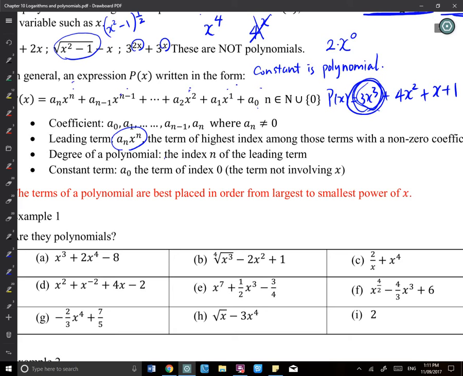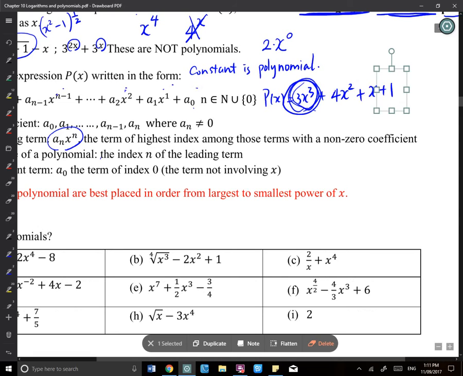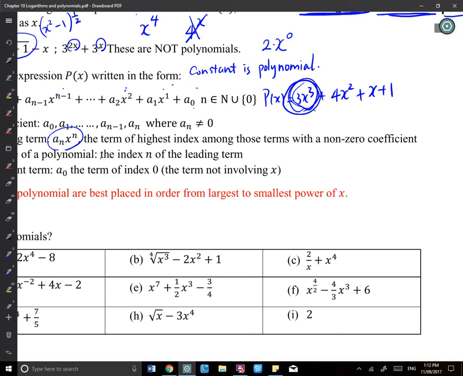Yes? Sorry? Like highest power. Highest power, like 3, is called the index. That's the number on top. So 3 is the highest one.